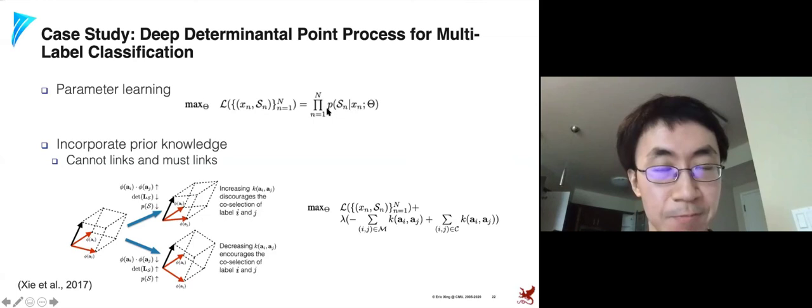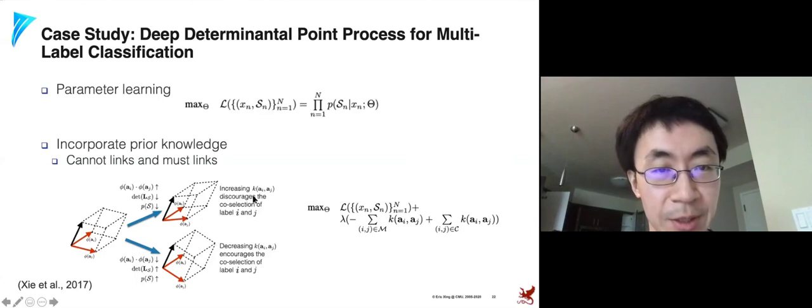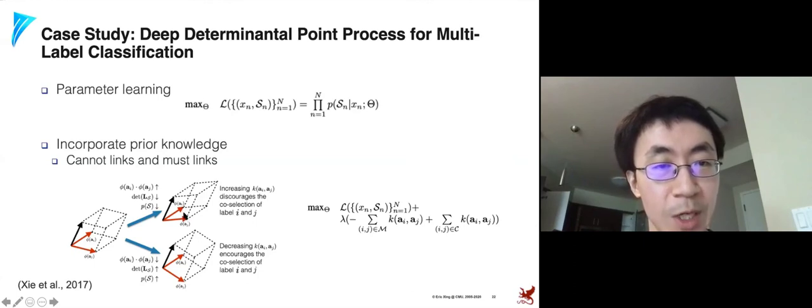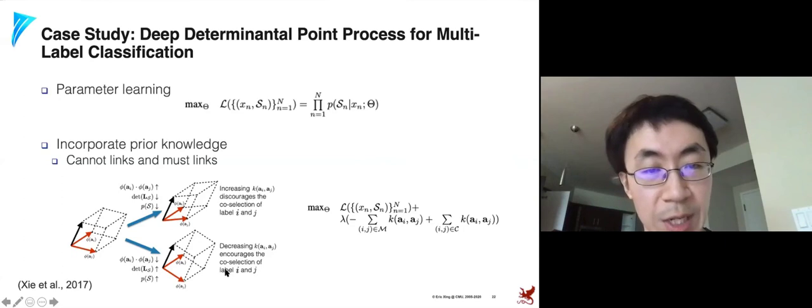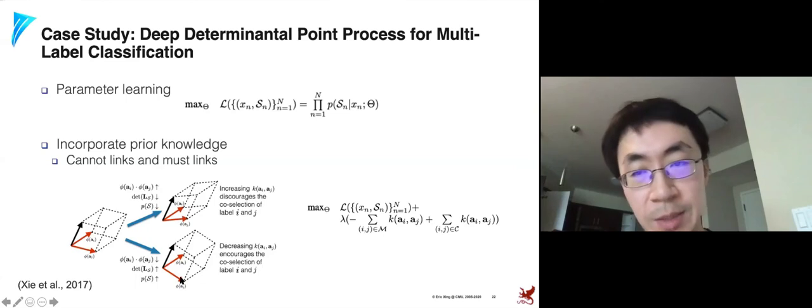The larger the probability is, the more likely that the labels are going to be selected. So if we want to discourage selection, we want to reduce this probability. And how to reduce that? We make the similarity of these two items, two labels, larger. And on the other hand, if we want to encourage the co-selection of two labels, we basically want to encourage their probability to increase. And to achieve that, we make these two vectors dissimilar.